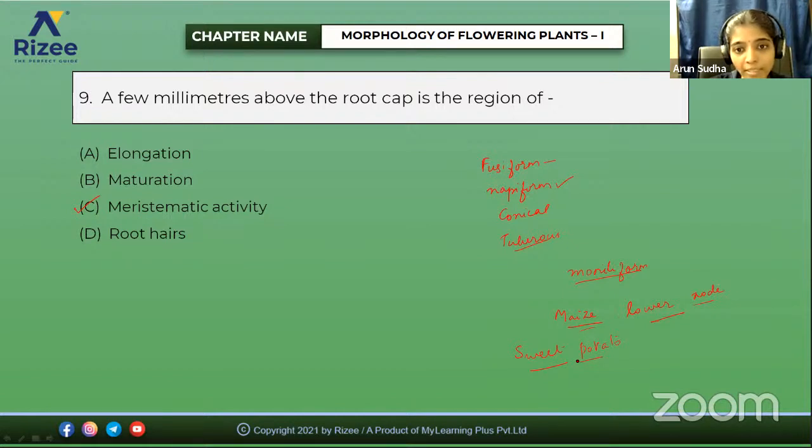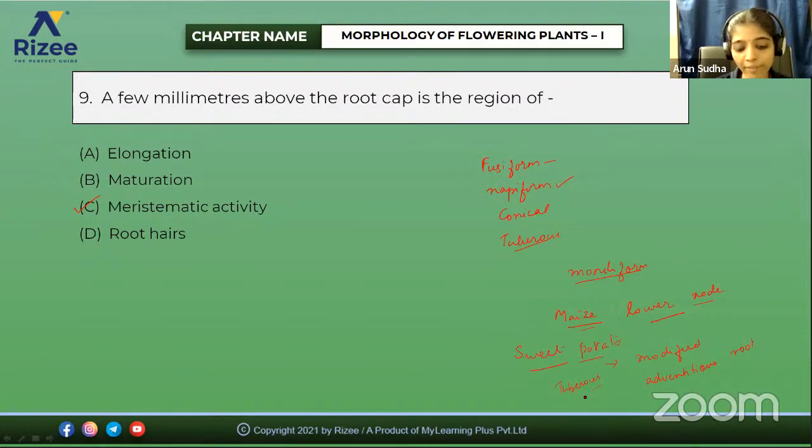It is actually option D that is the correct answer. That is, it is a modified adventitious root. Okay, are you clear? Sweet potato is a modified adventitious root. It's a tuberous root actually. Modified adventitious root.